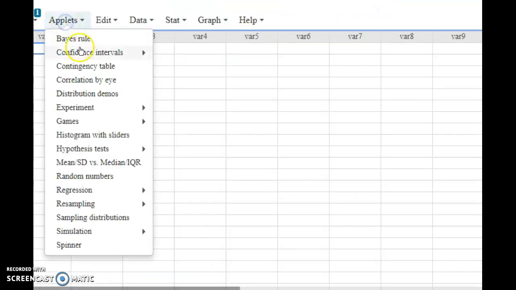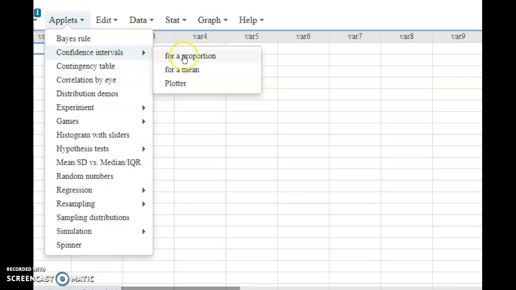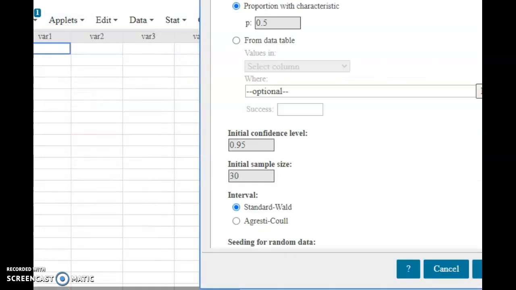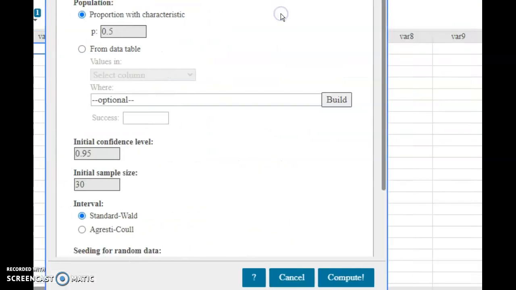So in StatCrunch, under the applets, we have a confidence interval section over here for a proportion. We're going to look at a proportion of 0.5. We'll look at an initial sample size of size 30, and let's just start with a confidence level of 0.95. 0.95 is really the most common confidence level. If I don't give you a confidence level, that's the one you would consider.